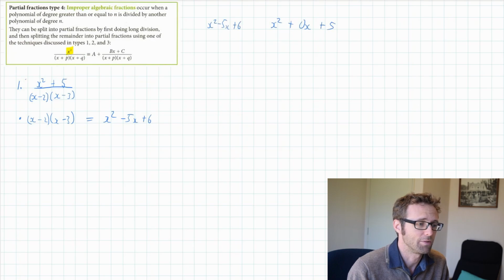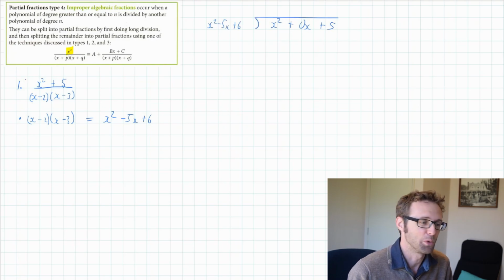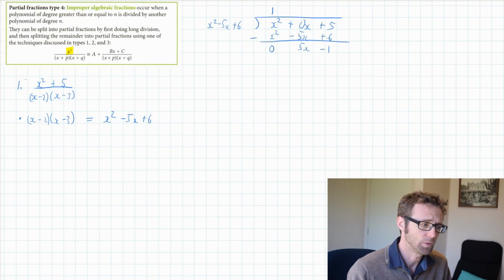I hope you can see fairly quickly that it's going to be 1. So we multiply by 1 and get x squared minus 5x plus 6. When we subtract that away, we get a remainder. So we're going to have 0 here, then 5x, and then minus 1 is our remainder.